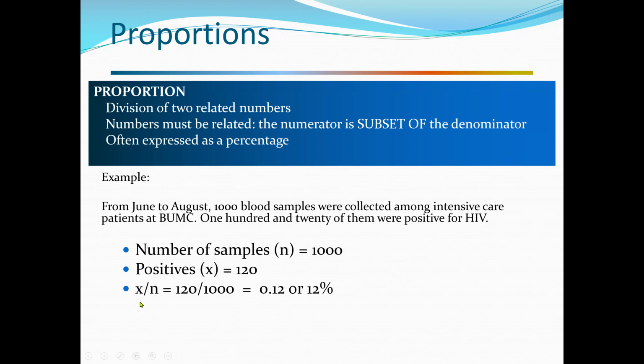So we can divide S by N, which is 120, those who tested positive, divided by the total sample. And that will give us 12% or 0.12. And actually this value is the same as the prevalence. If the population is 1,000 and the number of cases in the population is 120, then we have the prevalence. So here we say 12% of intensive care patients were infected with HIV.